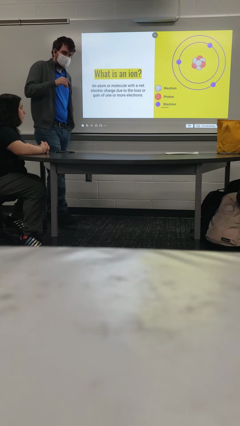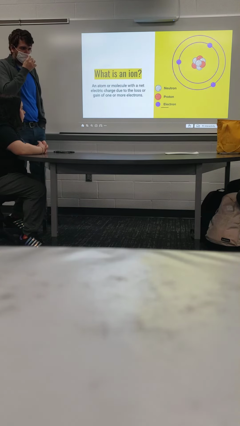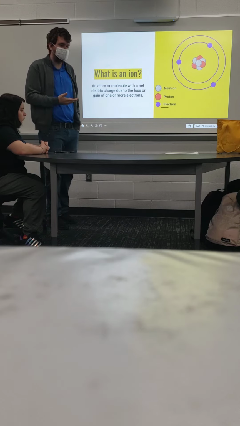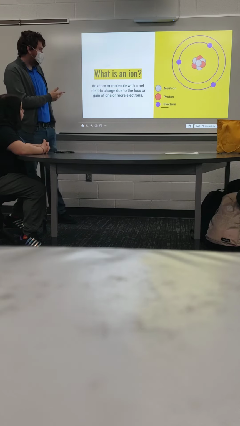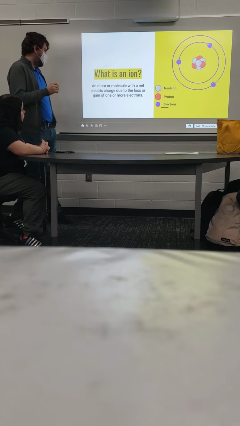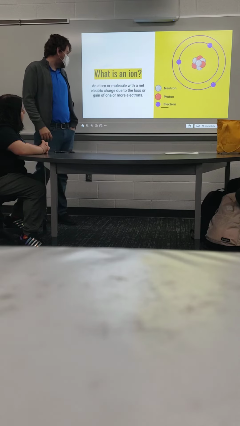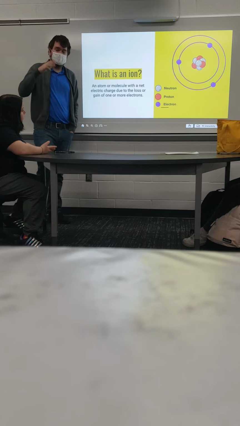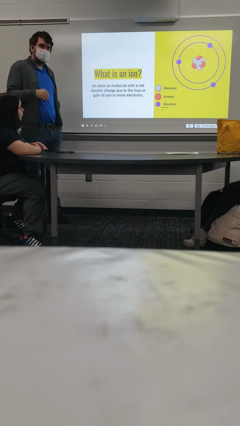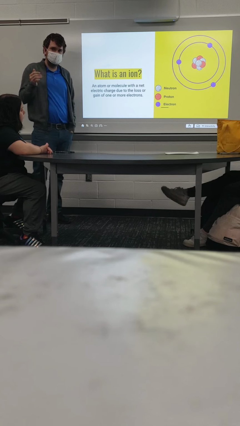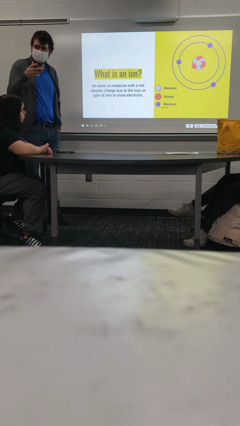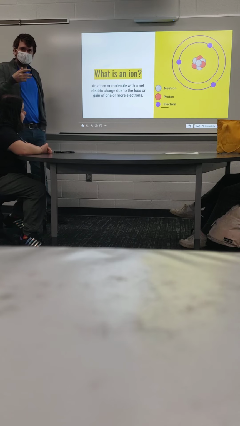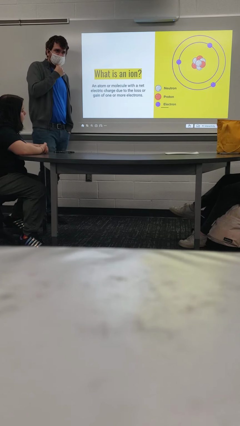So, here comes our question, what is an ion? That's one of the big things here. The topic was ions and ionic bonding. An ion is an atom or a molecule with a net electric charge due to the loss or gain of 1 or more electrons. What's all that mean? So if it gains or loses an electron, which is a negative charge, right? It's going to either become more positive or negative.